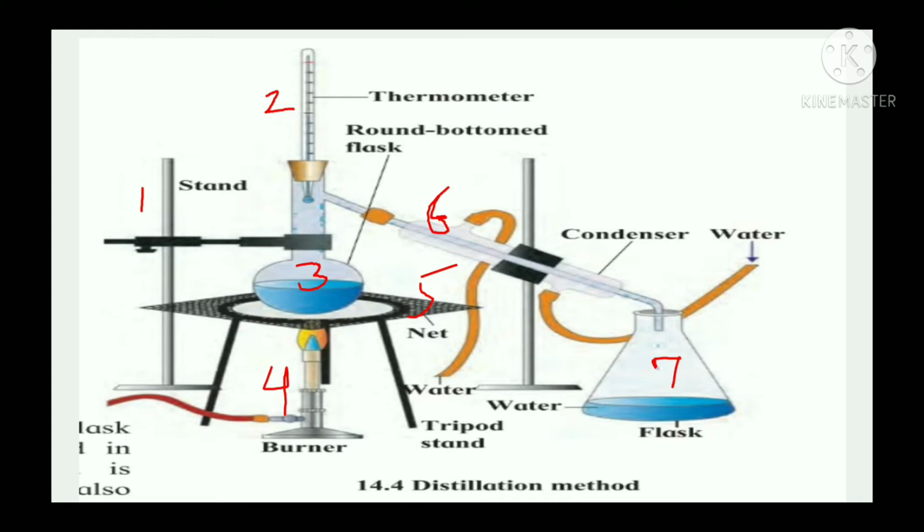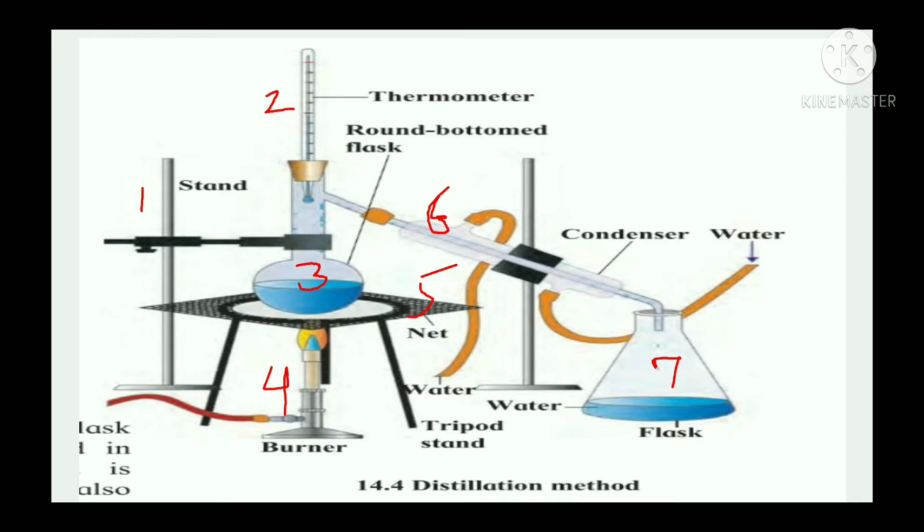Then seventh, you can see the flask, it is called conical flask. Down here one tripod stand is there, 3 legs stand, so it is called tripod stand. So these apparatus we use for the distillation method.